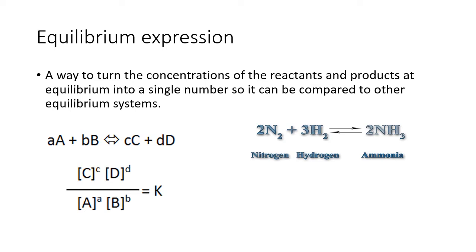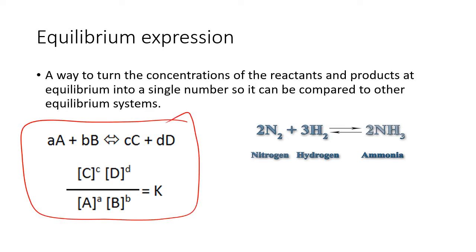This thing over here is the way that we turn an equation into the equilibrium expression. The little letters here are the coefficients, and they turn into the powers for the particular chemical. The square brackets mean it's the concentration of those chemicals. And you notice that it is products over reactants.